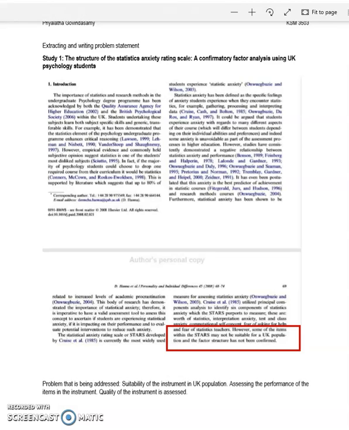Hello everyone. In this video, we are going to learn how to write a problem statement. This video is intended to share tips on extracting and writing a problem statement from the articles that we have collected.